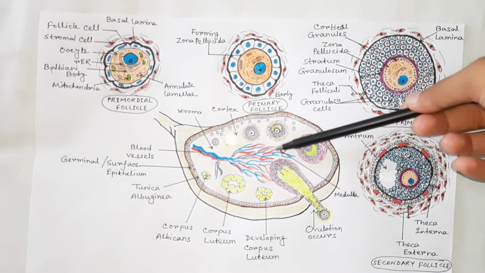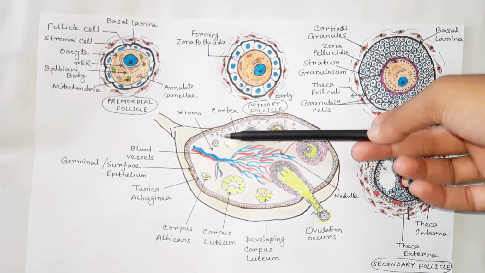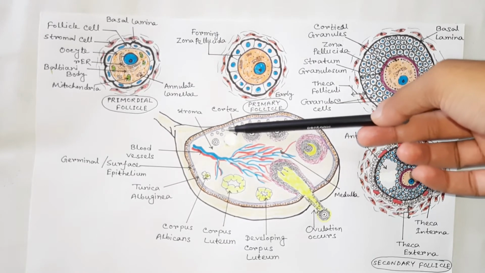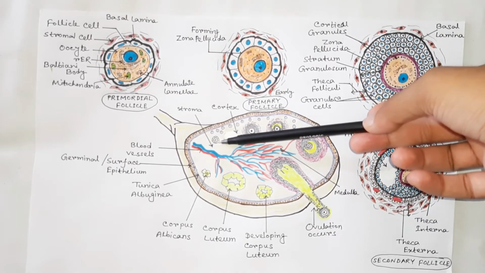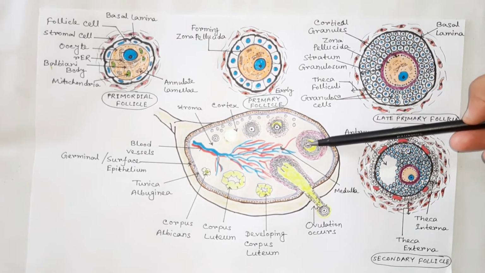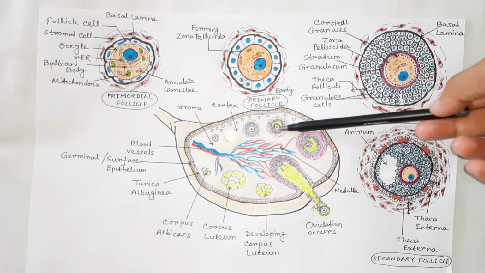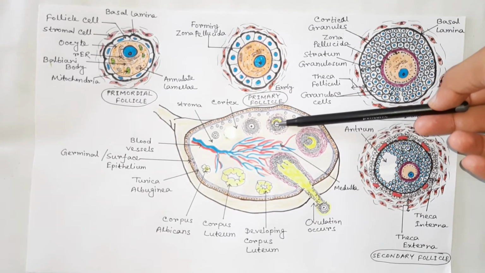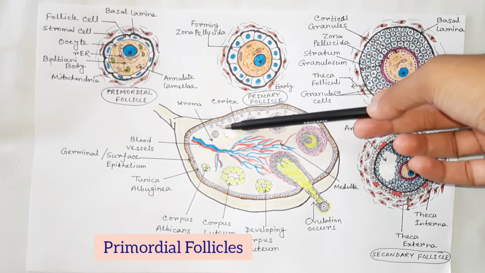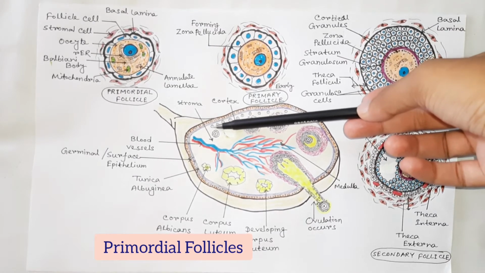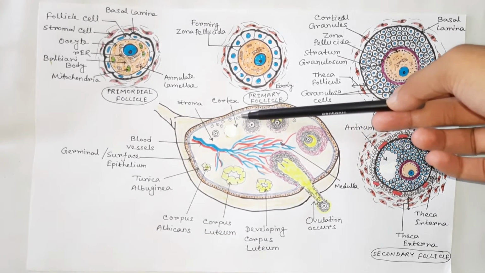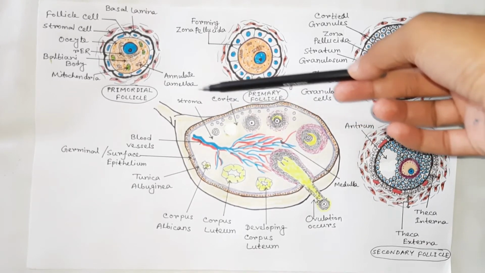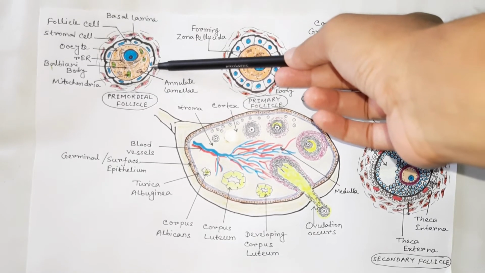Now, we will see the structural details of ovarian follicles and their maturation process. Ovarian follicles are of various sizes and distributed in the stroma of the cortex. Each follicle contains a single oocyte. These are primordial follicles. They are present in the stroma of the cortex just beneath the tunica albuginea. It is the schematic drawing of a primordial follicle.